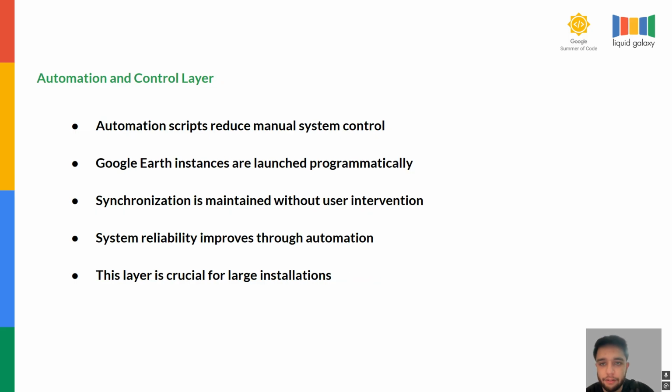Then we have the next slide, our automation and control layer. Automation scripts reduce manual system control. Google Earth instances are launched programmatically. Synchronization is maintained automatically, and the system reliability improves significantly. This layer is crucial for large installations.